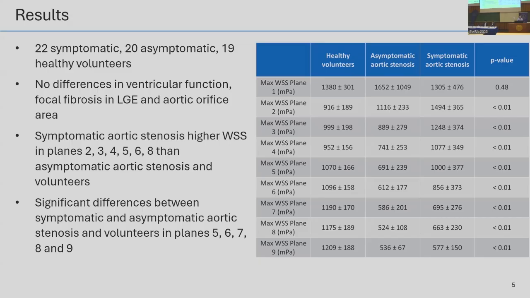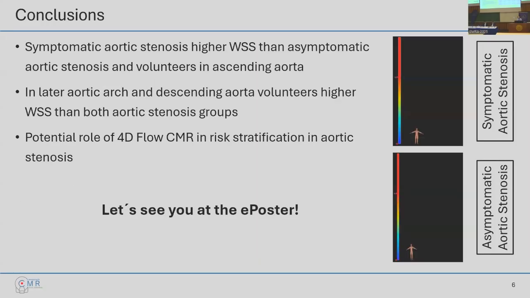Interestingly, there were significant differences between symptomatic and asymptomatic stenosis compared to healthy volunteers, whereas healthy volunteers revealed higher wall shear stresses in planes 5, 6, 7, 8, and 9. And coming to the conclusions, symptomatic aortic stenosis had higher wall shear stresses in the ascending aorta compared to asymptomatic ones. However, in the later aortic arch and descending aorta, volunteers showed higher wall shear stresses than both aortic stenosis groups.